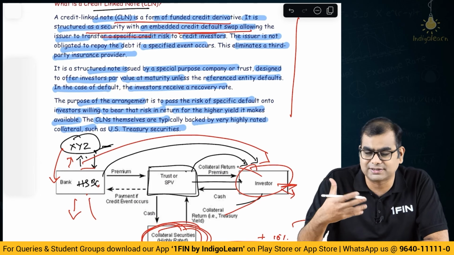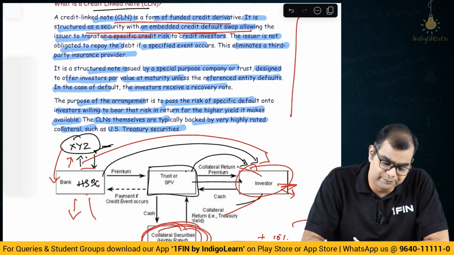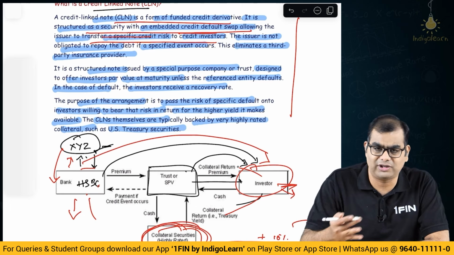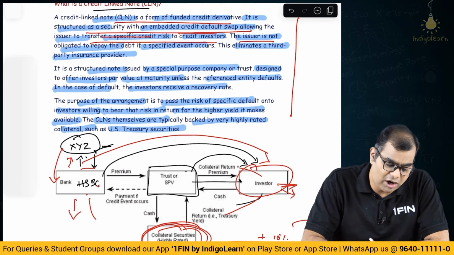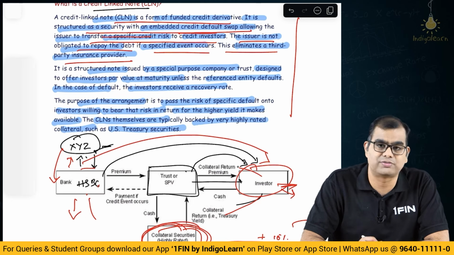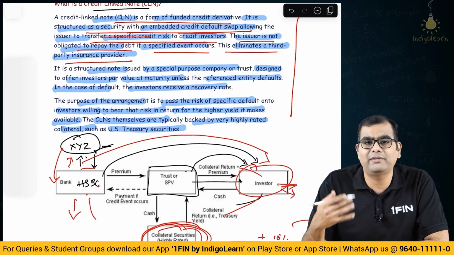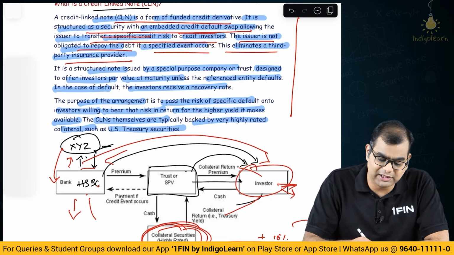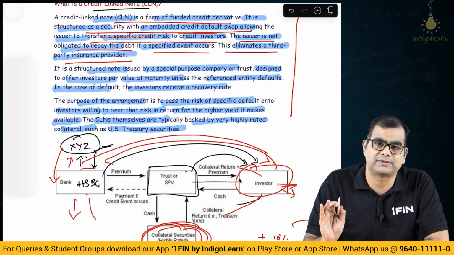It is like a CDS, allowing the issuer to transfer specific credit risk to credit investors. Correct. You are transferring the risk. The issuer is not obligated to repay the debt if a specified event occurs, and this eliminates a third-party insurance provider. So, here there is no requirement for a third-party insurance provider. Directly you are selling the loan to an existing investor.